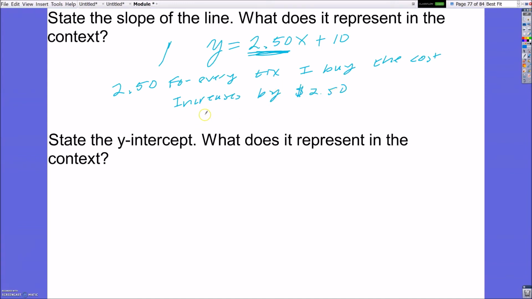State the y-intercept. What does it represent? That was the plus 10. And that represents the $10 to get into the park. So that represents the price of admission, the price to get into the fair. Even if you go on 0 rides, you still have to pay $10 just to get into the fair.